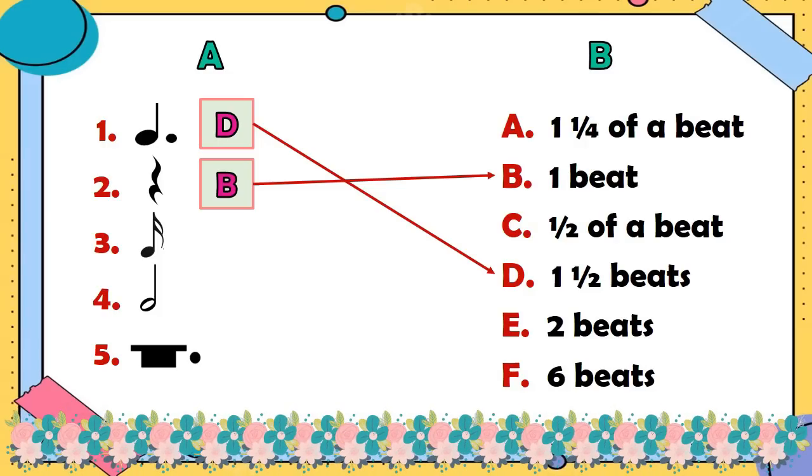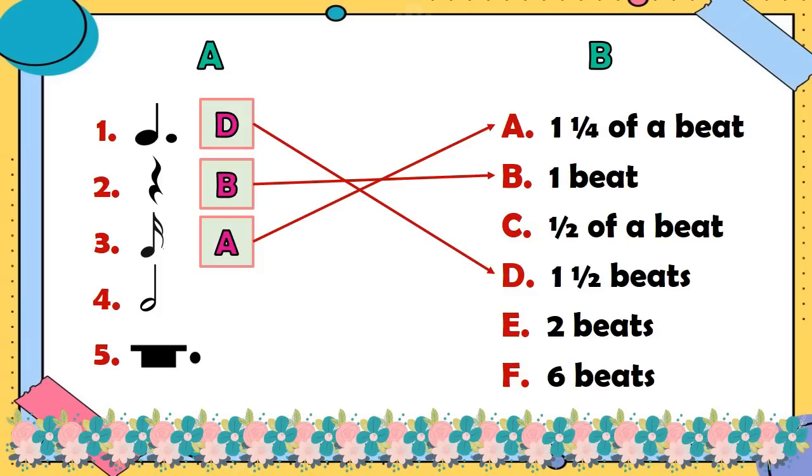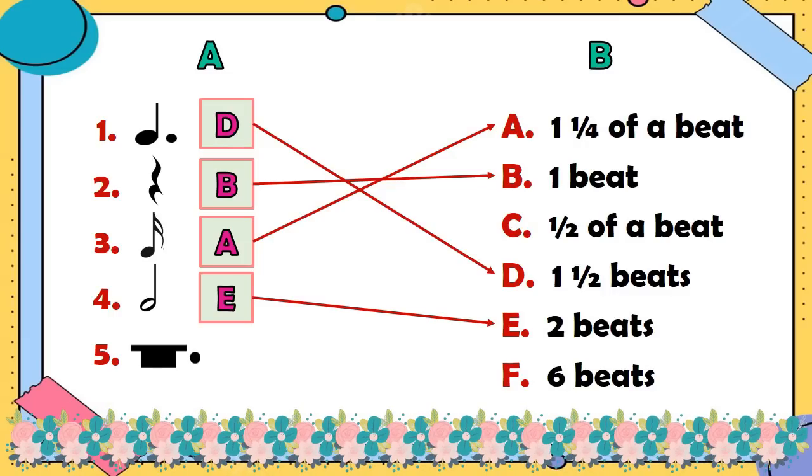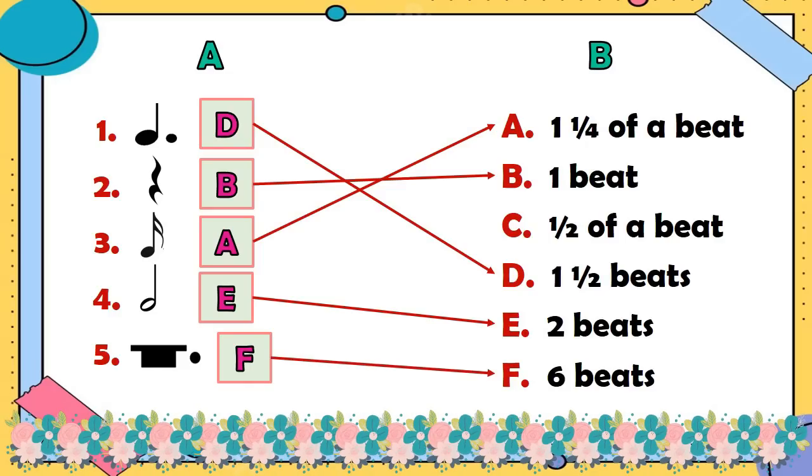Number 3, this is 16th note. The answer is letter A. It has 1/4 of a beat. Number 4, half note. The answer is letter E. It has 2 beats. And number 5, dotted whole rest. The answer is letter F. It has 6 beats.